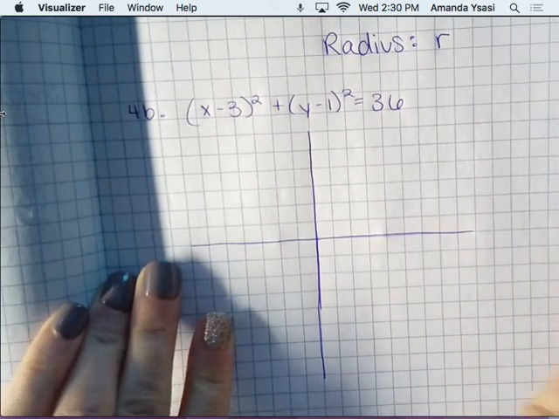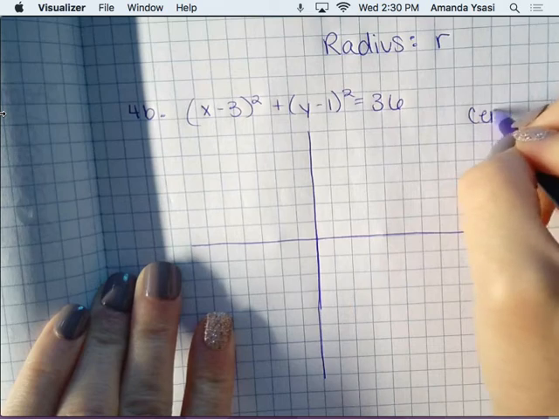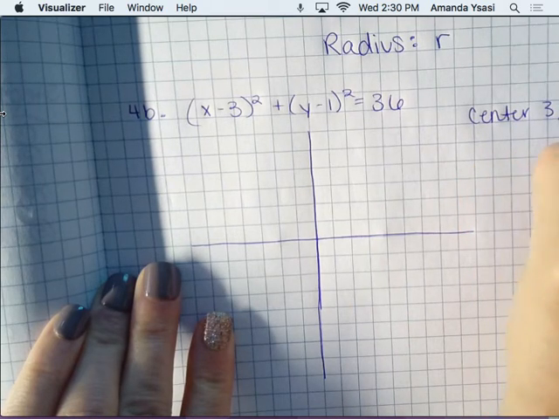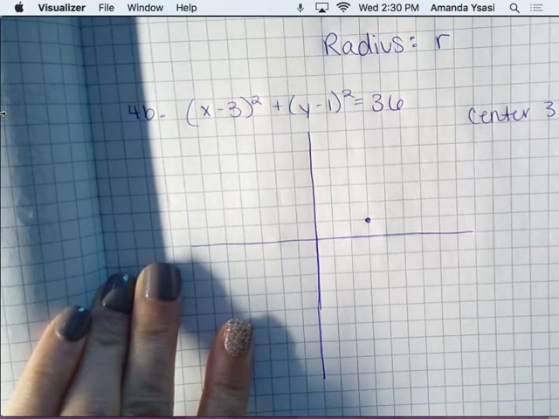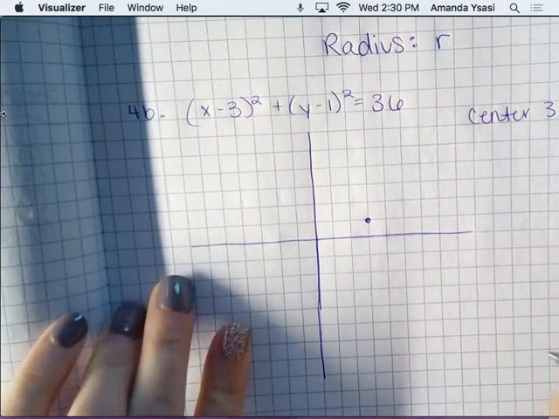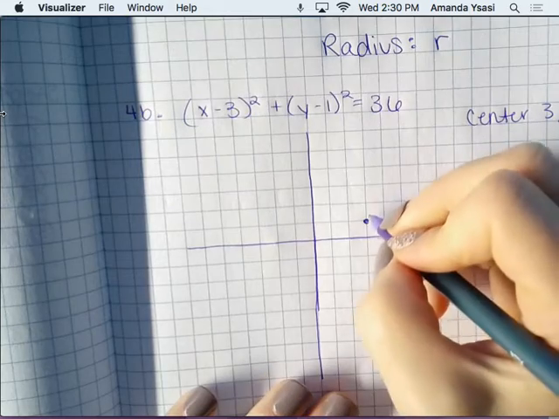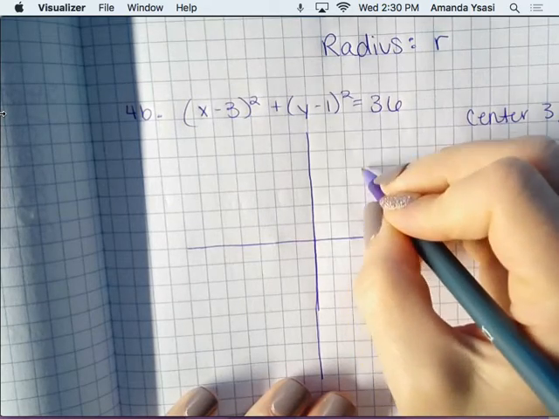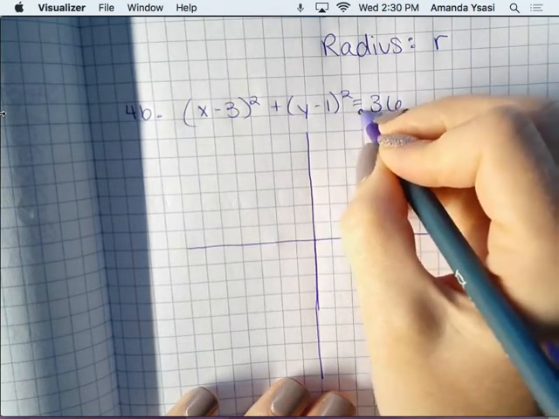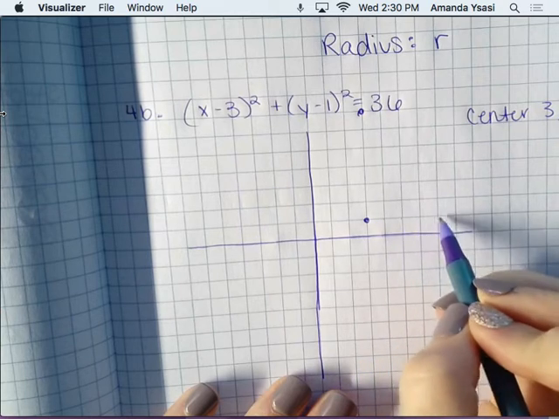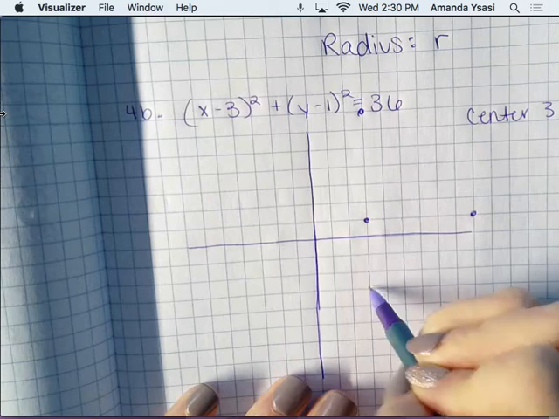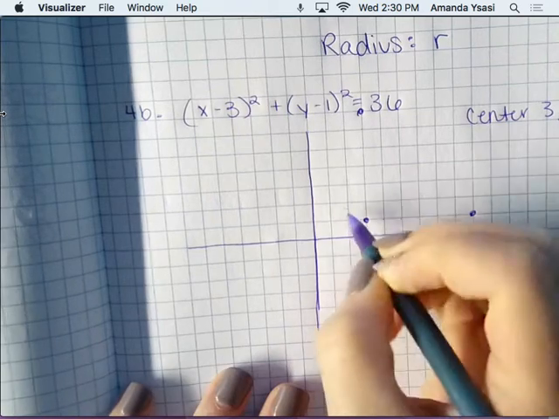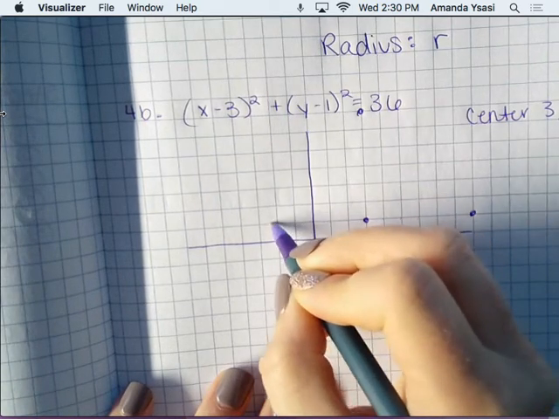Okay, so we need to put our center at 3, 1. So go over 3, up 1. It's your center. Radius of 6. So all I need to do is count 1, 2, 3, 4, 5, 6, in each direction.